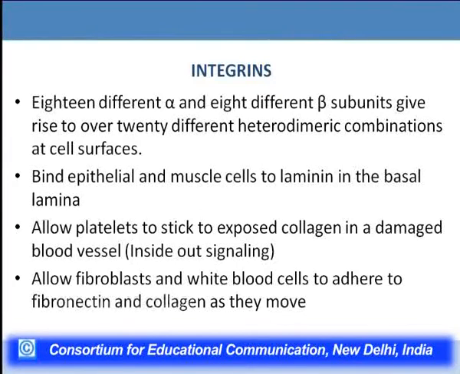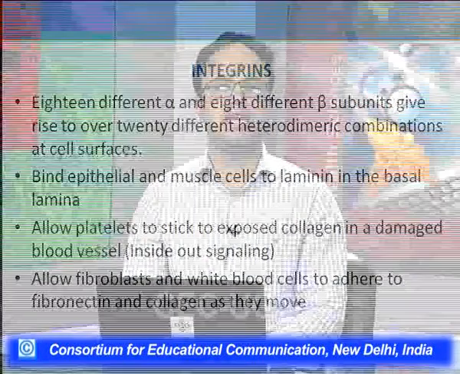Now, 18 different alpha integrins and 8 different beta integrins have been identified, and though they can give rise to a number of combinations, about 20 different heterodimeric combinations of integrins have been identified at cell surfaces. Now, these integrins are required for binding of epithelial cells and muscle cells to the laminins in the extracellular matrix.